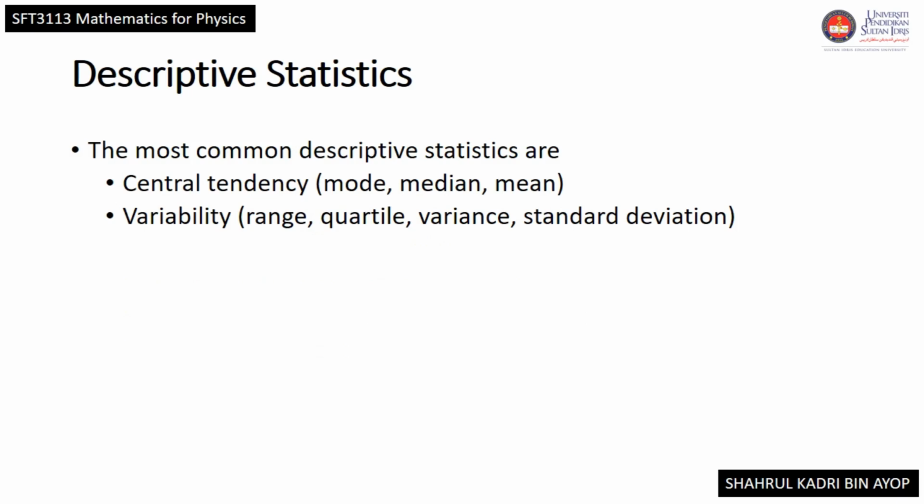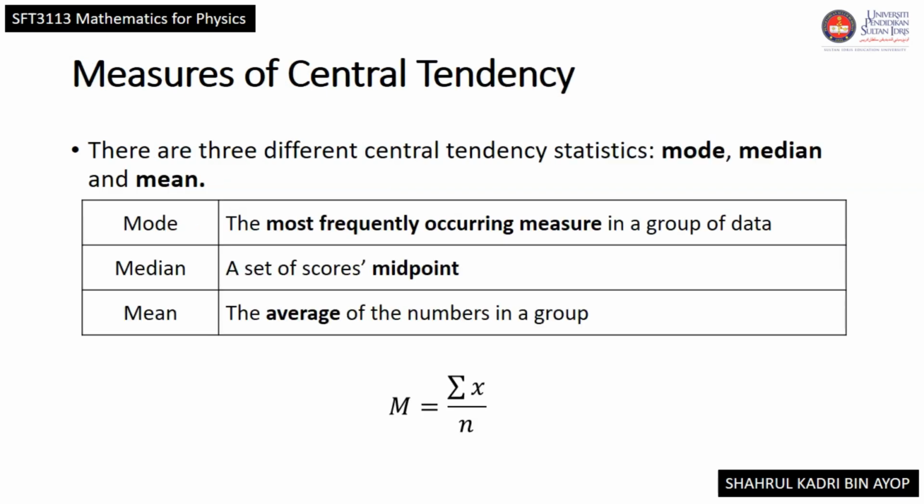The most common descriptive statistics are central tendency and variability. The central tendency refers to mode, median, and mean, while the variability refers to range, quartile, variance, and standard deviation. As we saw just now, there are three different central tendency statistics: mode, median, and mean.